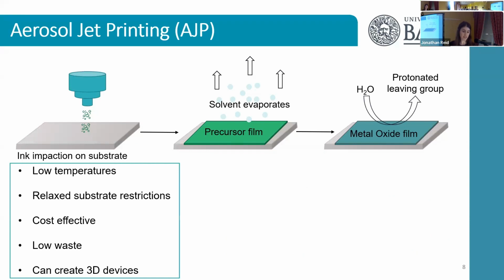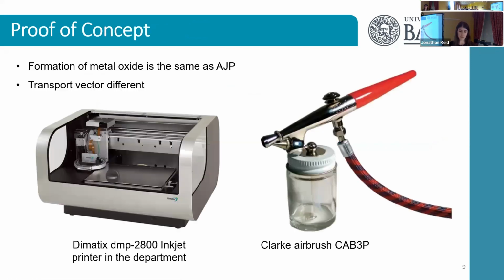So as I've said, this is a low temperature process, so you have relaxed substrate restrictions, but it's also advantageous because it's cost effective, low waste, and you can create 3D devices. So currently in Bath, we don't have an aerosol jet printer, but there are some ways that we're going to do proof of concept work. So first, we're going to deposit materials using a Dematic inkjet printer, and we're also going to use this airbrushing coating technique. And the reason we can do this is because the formation of metal oxide is exactly the same as for aerosol jet printing. It is just the transport vector that differs slightly.